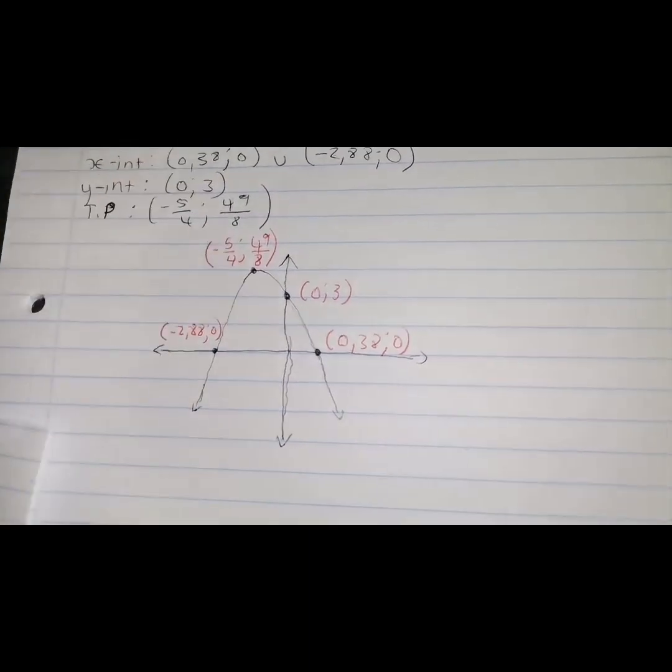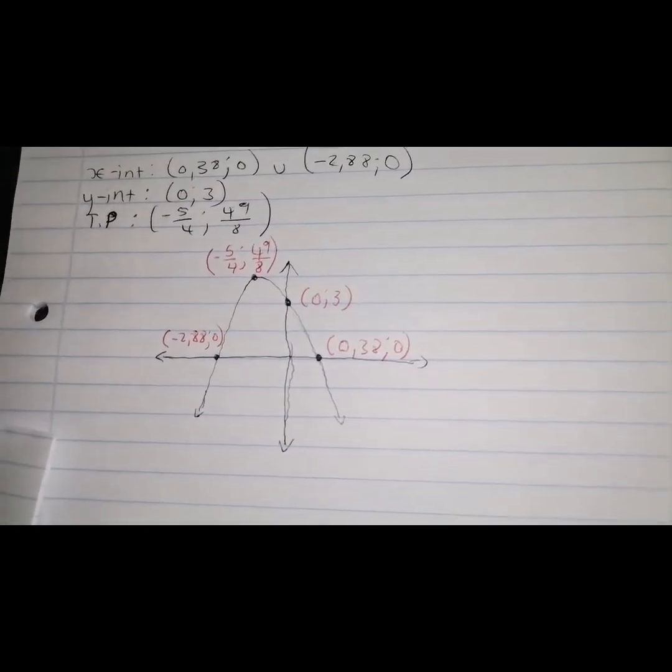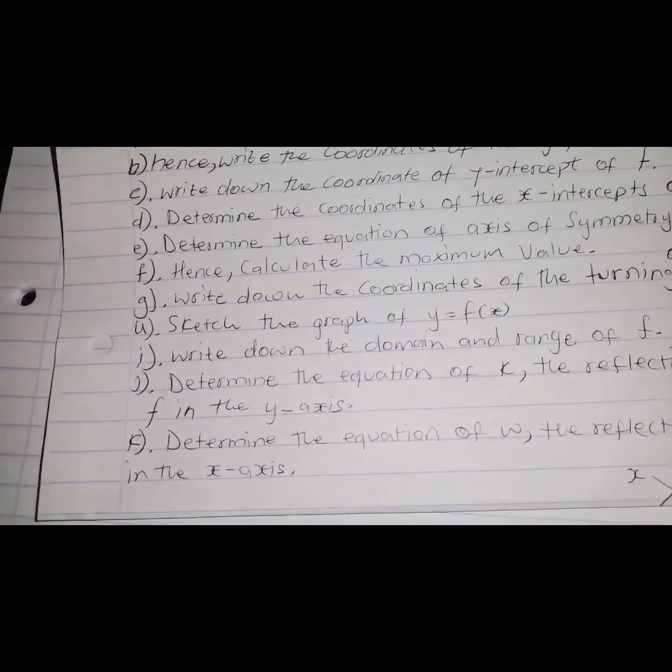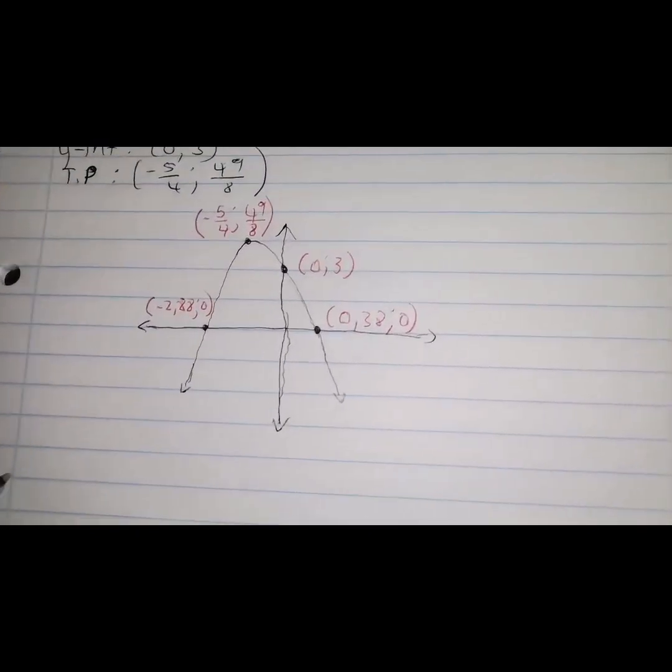Where you see x, you put in negative 2, negative 1, 0, 1, 2, and so on. It's not a problem, guys. Let's go to I. Write down the domain and range of this function. Domain and range.